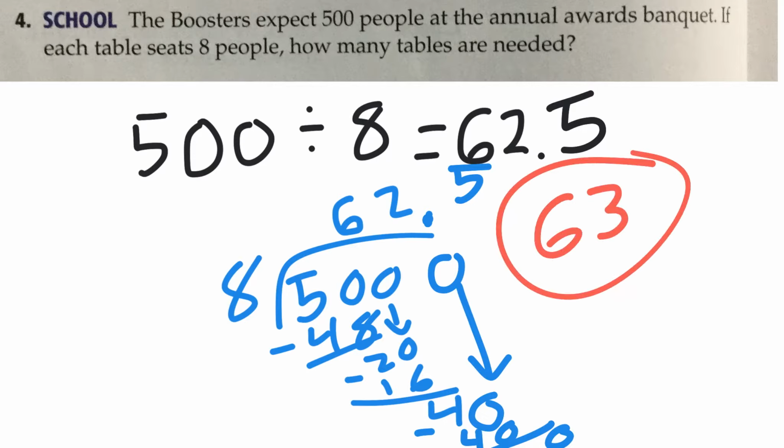If they put out 62, there's going to be 4 people and nowhere to sit. You 4 people, y'all just go home. Okay? They'll put out 63 tables, so it'll get everybody that's supposed to be there. There'll be a few extra seats. Who cares? Right? It fits everybody.